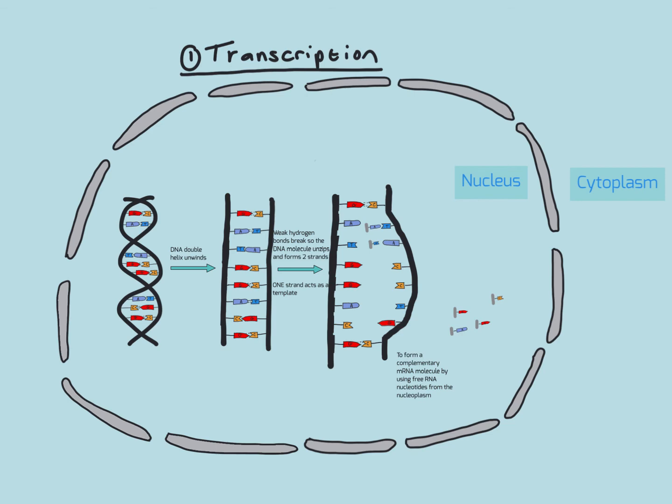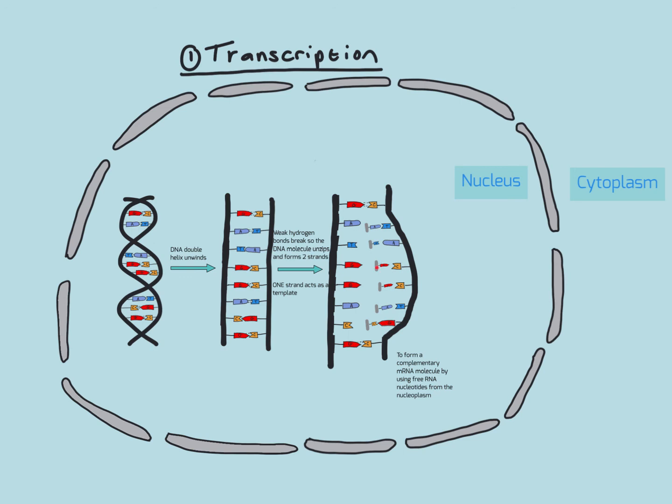It's the same type of shape and it matches complementary, but you only ever have thymine in DNA. You do not have thymine in RNA, instead you have uracil. That is the only difference between the nitrogenous bases. Then guanine will bond on with cytosine, guanine with cytosine, adenine with thymine, and cytosine with guanine.